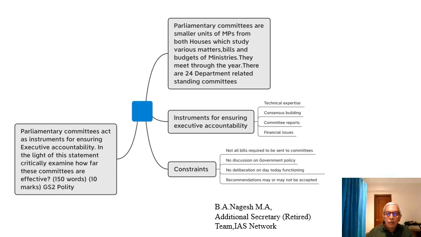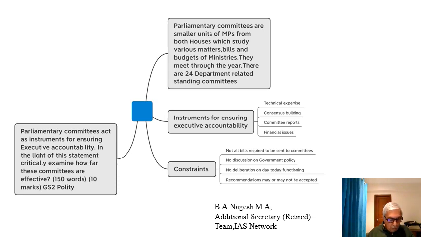Then the committee reports. Once the committee prepares a report, there is a lot of weightage in the report, and since technical opinion has gone into it, it forms the basis for the bill to be discussed, later submitted in parliament, and then getting the president's approval.